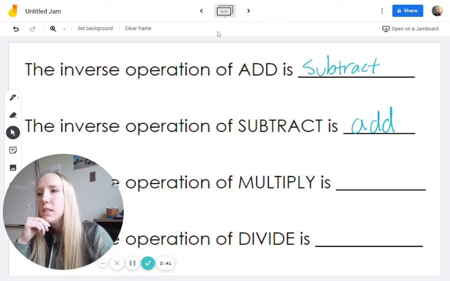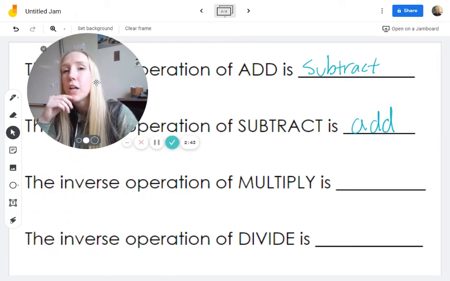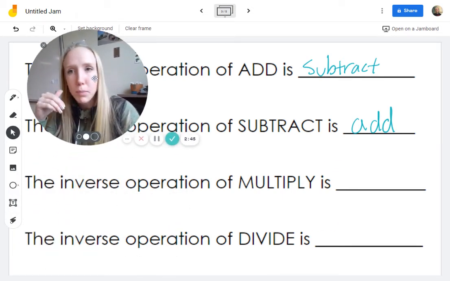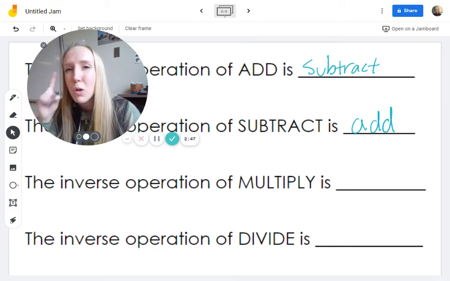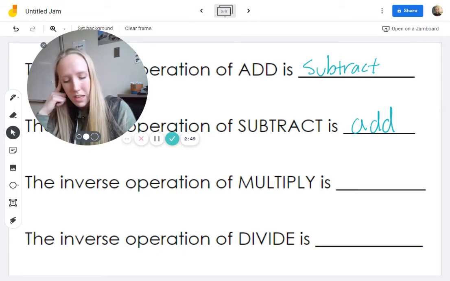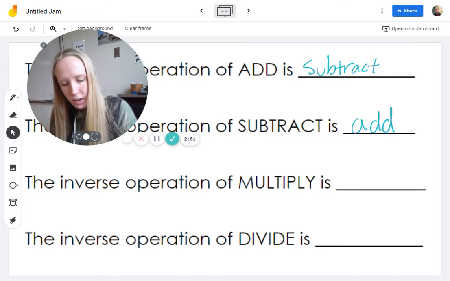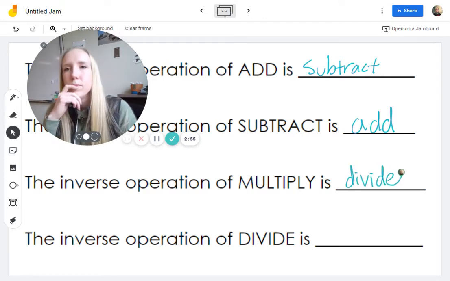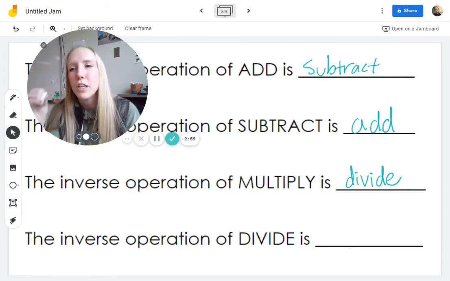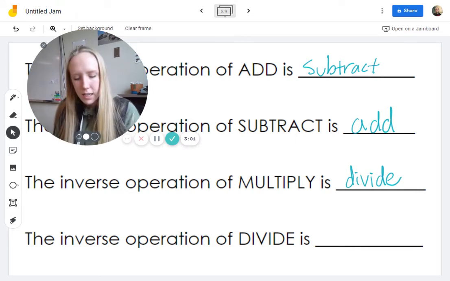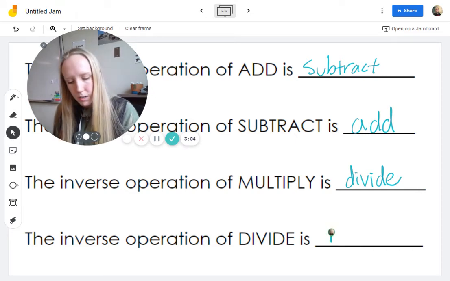Now again, the inverse operation of multiply. If I see something is multiplied, I know that the inverse of that is to divide. And then our last one here, the inverse operation of divide is to multiply.